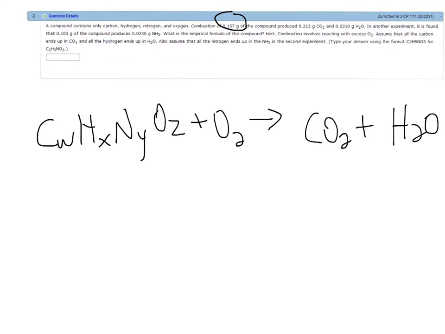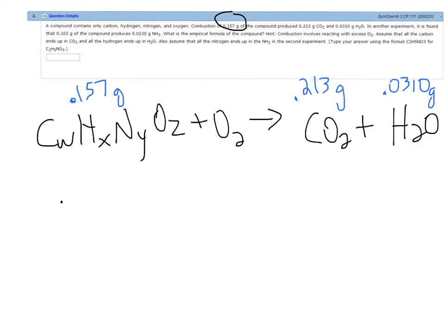Let's write the masses. They tell us that it was 0.157 grams of the unknown that reacted, and 0.213 grams of carbon dioxide, and 0.0310 grams of water produced. Since carbon dioxide is the only product that contains carbon, and since H2O is the only product that contains hydrogen, we can use mass percent to find the masses of carbon and of hydrogen in each of those. And because of the law of conservation of matter, the mass of carbon in the product should be equal to the mass of carbon in the reactants of this equation.